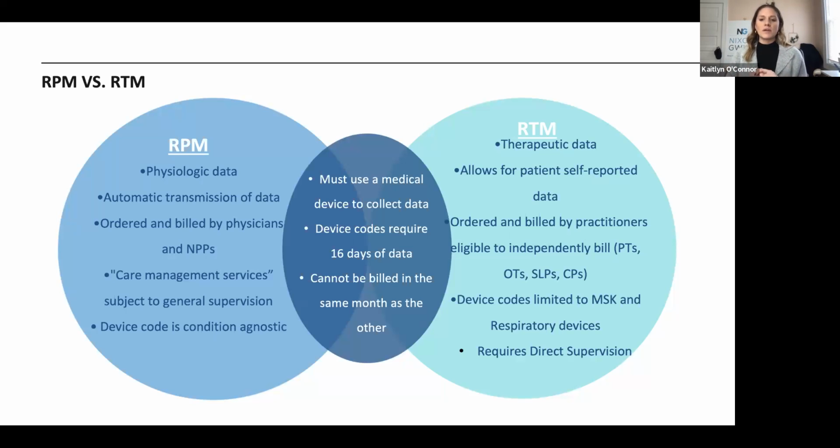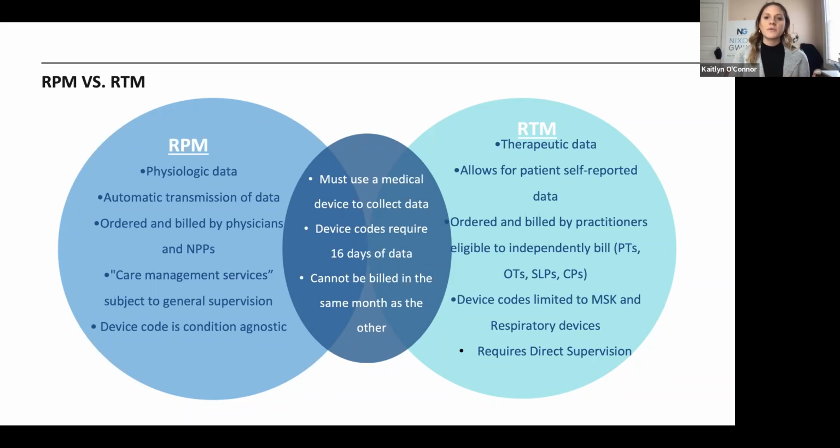And then the last thing that I want to point out that I'm not sure has been mentioned yet is that RTM requires direct supervision of clinical staff. As Carrie did mention earlier, RPM is a care management code, just like CCM and BHI, that are subject to general supervision, but RTM requires direct supervision. And that's really important because when we talk about virtual or remote care management services, one of the things that we saw that was most valuable in the evolution of RPM was when that designation as a care management service was made official by CMS, where we went from direct supervision to general supervision.